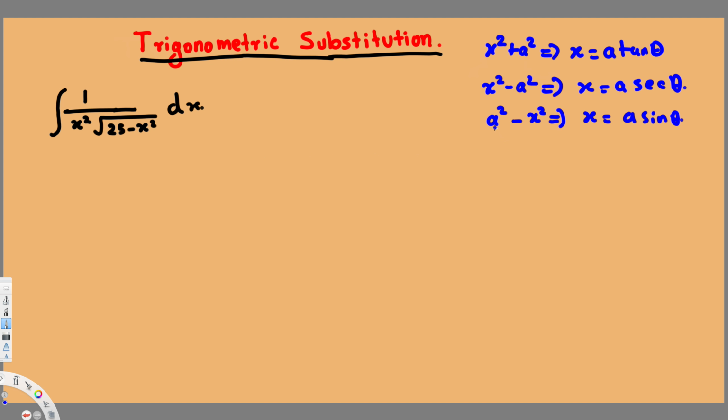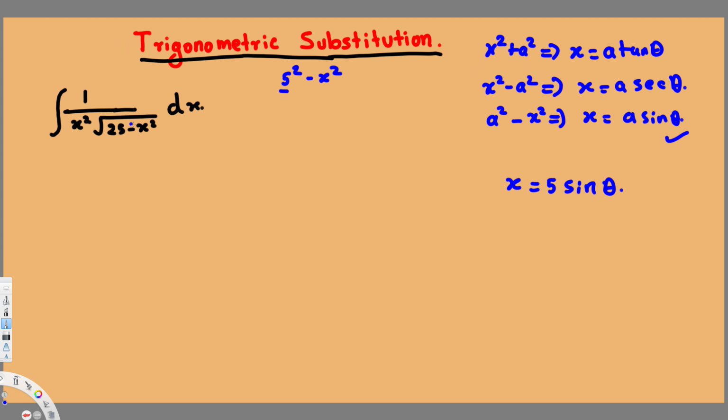Now if you notice, here we have number square minus x square, because this 25 minus x square is equivalent to 5 square minus x square, right? So we have a number square minus x square. So we have to use the third one. Third one is x is equal to a sine theta. Here a is going to be this number, that is 5. So x is equal to 5 sine theta, right?